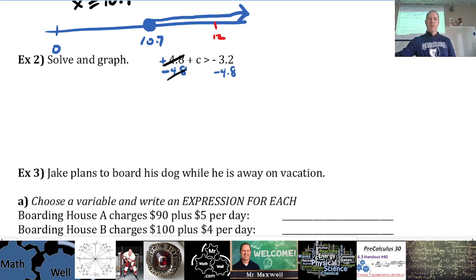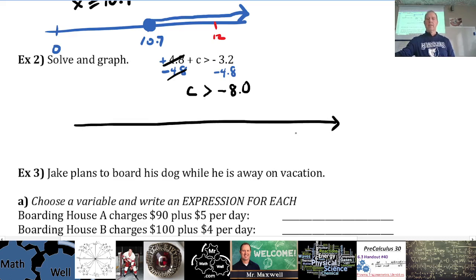Which eliminates the 4.8 from the left side. I'm left with C only. I'm going to leave that sign just the way it is, greater than. And when I combine these two terms, I have a negative 3.2 and a negative 4.8, which is going to be negative 8.0, it looks like. Negative 8.0. Okay, so I've got C all by itself, and it's positive, so that's perfect. And I can read this as C is greater than negative 8.0.